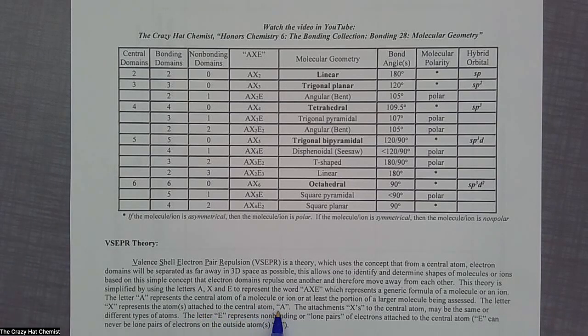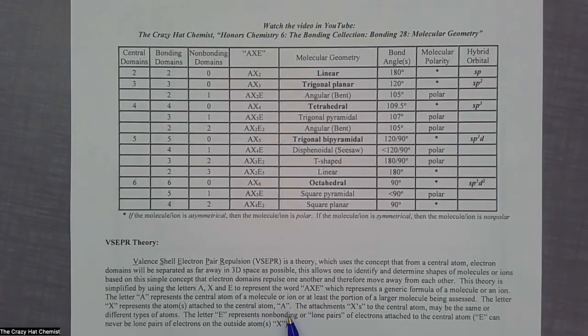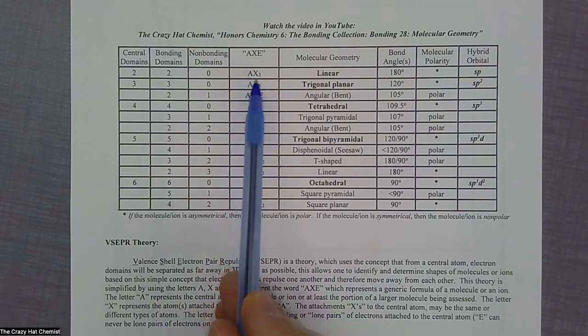to the central atom. The attachments X to the central atom may be the same or different types of atoms. The letter E represents non-bonding or lone pairs of electrons attached to the central atom. Okay, E can never be lone pairs of electrons on the outside atom or atoms X. So that's what the X represents.